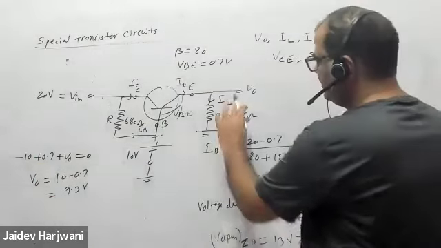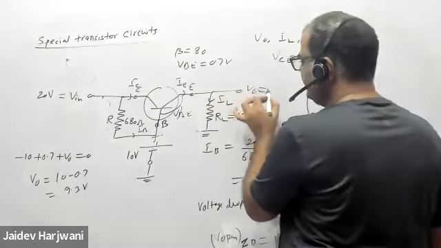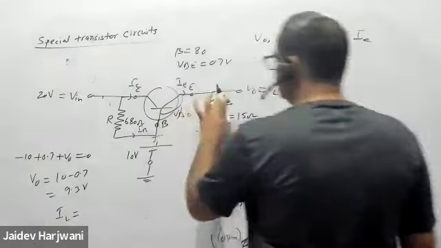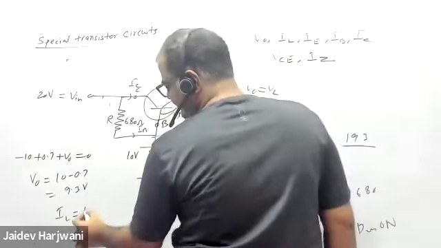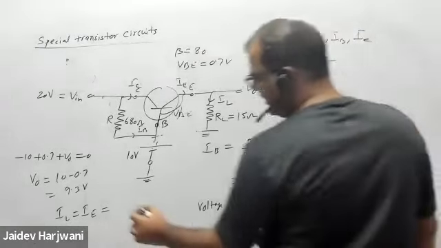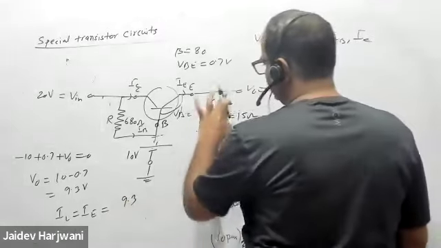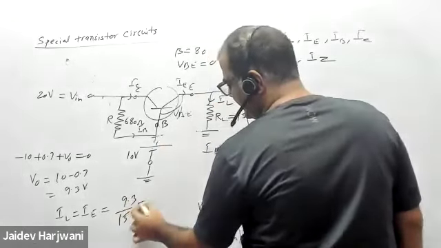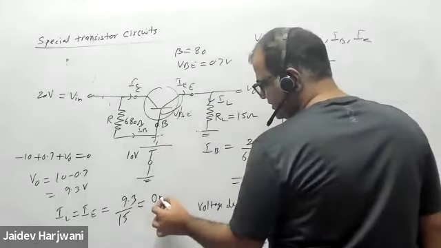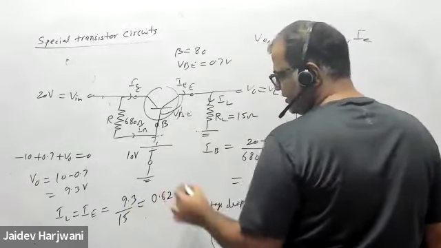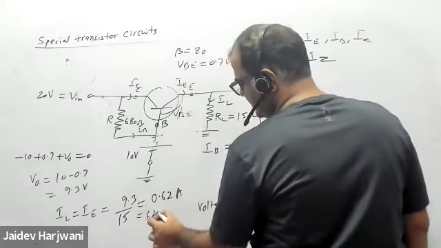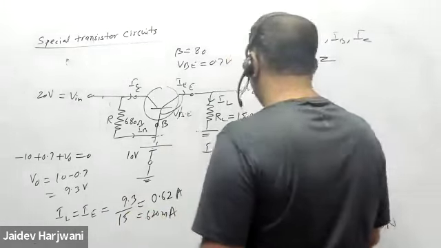And once I know the V naught or VL, V load, I can find my IL, which is equal to I ammeter. I know now I ammeter, which is 9.3 volt divided by 15, which will come out 0.62 ampere, or 620 milliampere. Please check the calculation along with me.